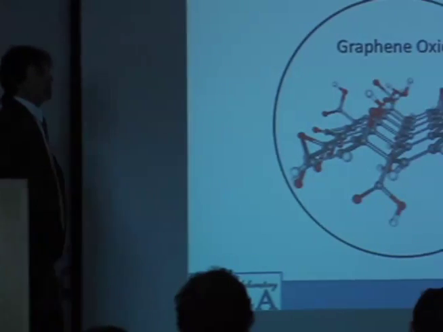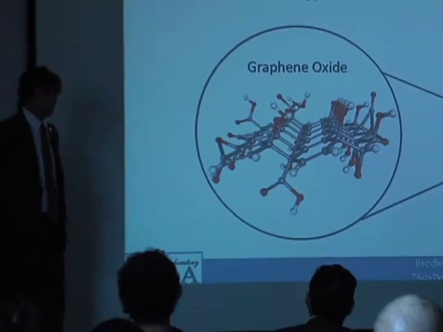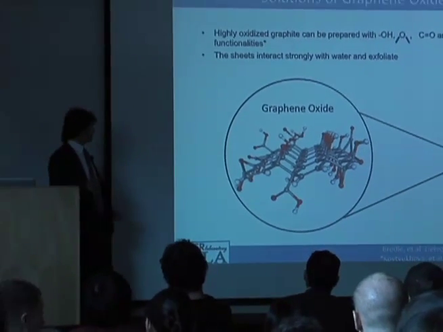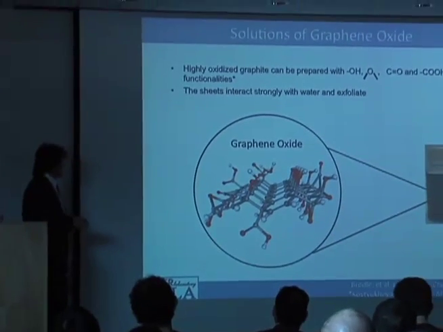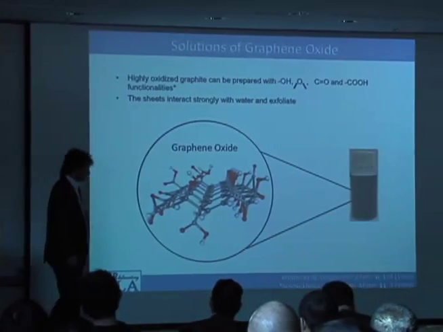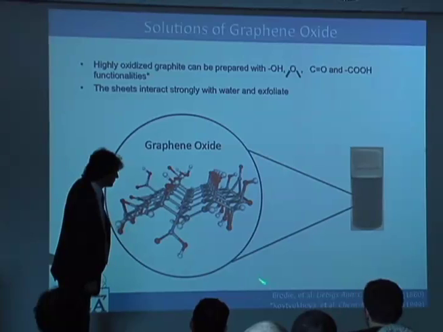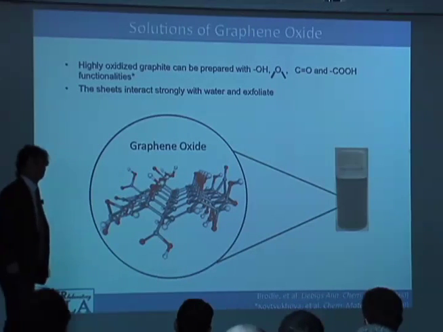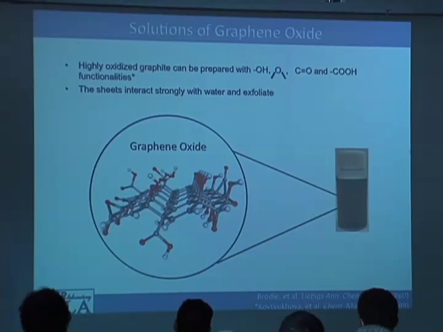All right, so how are we going to scale this up? Because as I said, CVD is nice for electronic devices, but it's not particularly scalable. Graphite oxide has been known for 150 years. I can say that because here's a reference to Brodie's work in 1860. And what is graphite oxide?